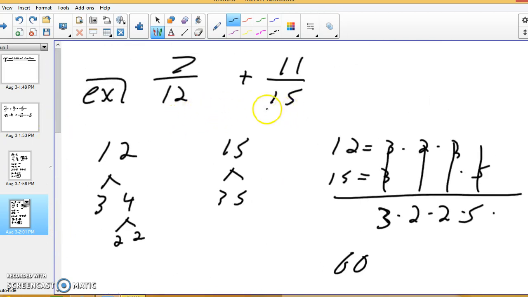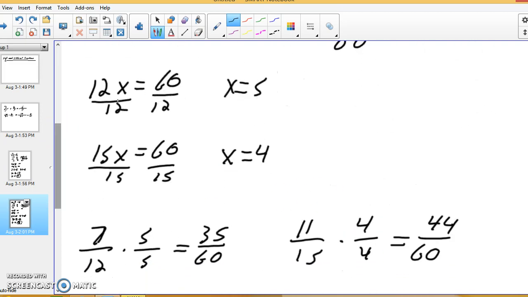Because they don't have the same denominators, you need to find a least common multiple of those denominators, which is called the least common denominator. So you find the least common multiple. What number multiplied by the denominator gives us that least common denominator? Well, we find in the case of 12, it's 5. In the case of 15, it's 4.